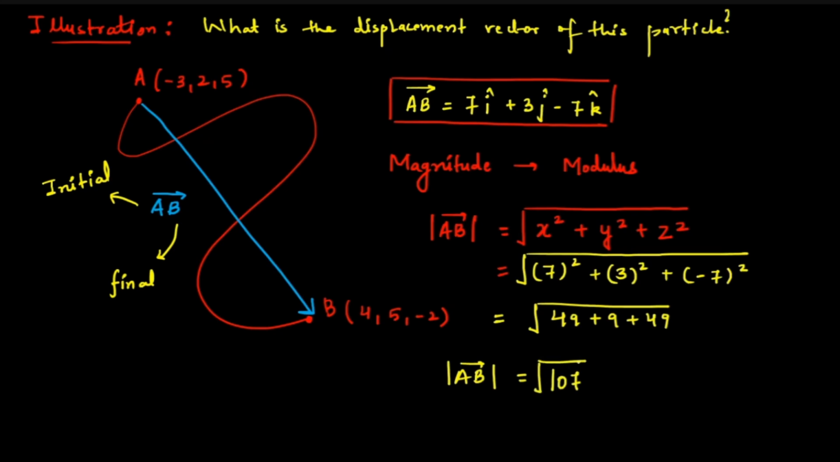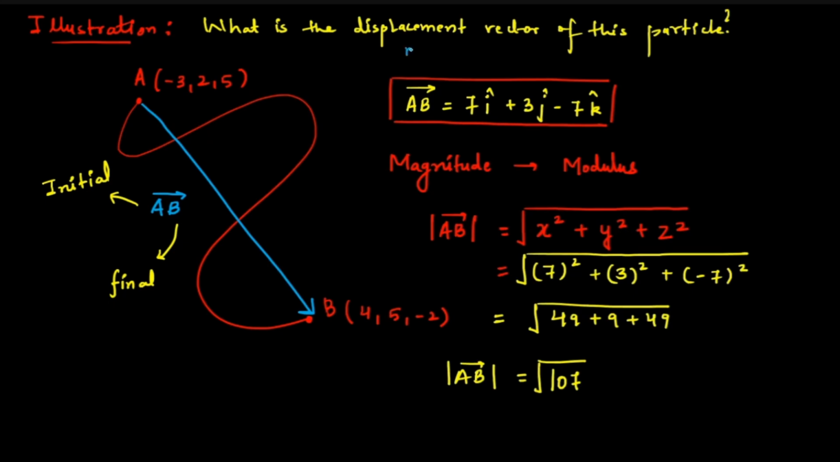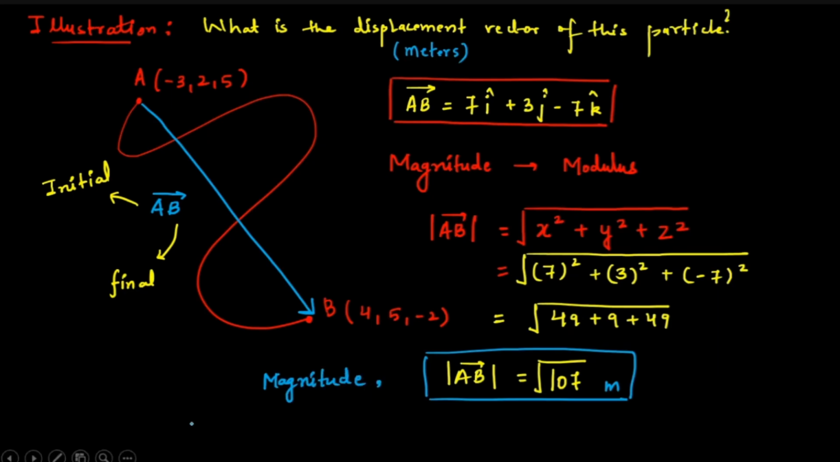That too under roots. So as it is a displacement vector, and displacement is something which has a unit, we use meters. So we'll be simply writing that it is going to be 107 meters. So this is how you are supposed to find the magnitude of any given vector. And the standard unit is always meters, for displacement or for distance. So this is how we are supposed to solve it.